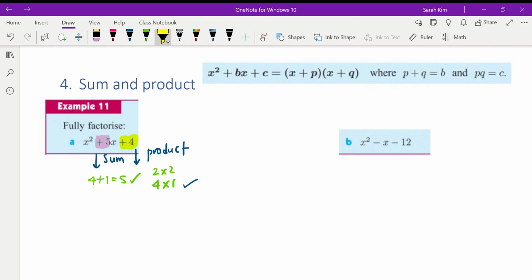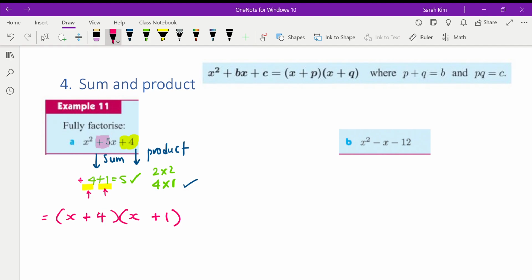So what you have to do is just identify these two factors and then write it in bracket form. So my answer is going to be x. It's always going to look like two brackets with an x, and then you just fill in the two terms in here. Because the first term is a 4 and it's a plus 4, there's no minus, meaning it's a plus, so you just write plus 4. And then the next one is a plus 1, so you just write plus 1, and that is your fully factorized answer using sum and product.